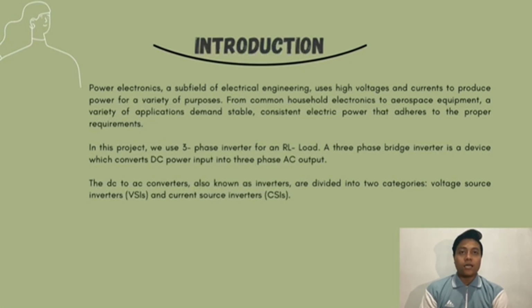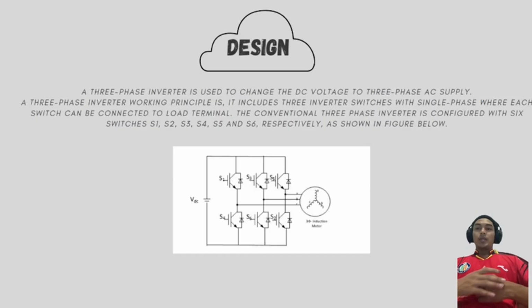The DC to AC converter, also known as an inverter, is divided into the categories voltage source inverter and current source inverter. My name is Muhammad Shamil Ilyas and my matric number is DE20127.